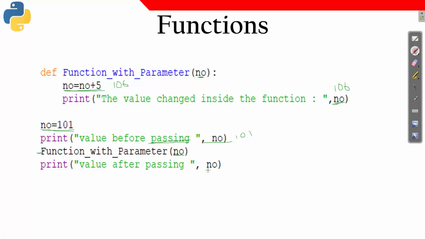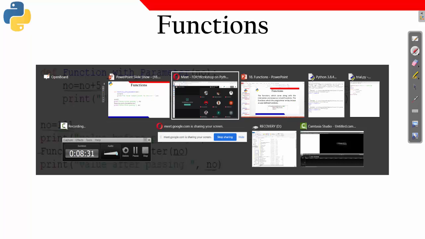And when I come back here, again I am printing the number. So which value will it print? Whether it will print 101 or 106, because the value inside the function got changed. What will it print, 101 or 106?